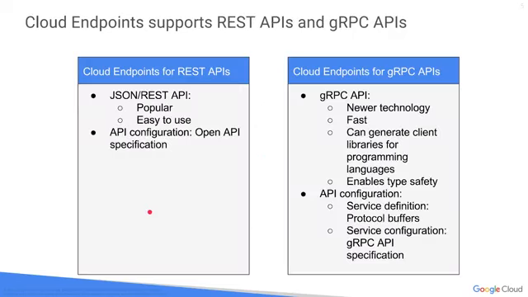JSON HTTP 1-based REST APIs are popular and easy to use. To enable Cloud Endpoints for REST APIs, create the API configuration in a YAML file based on the OpenAPI specification.